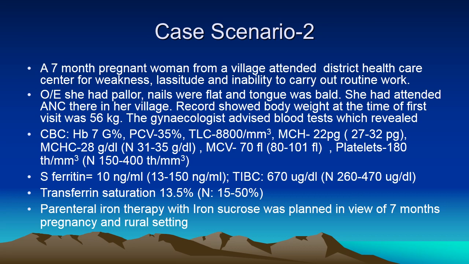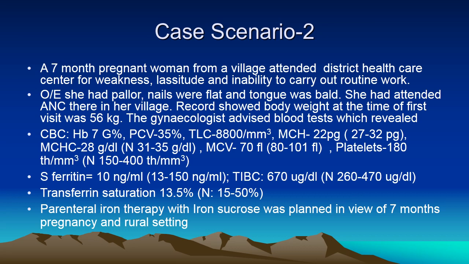The gynecologist advised a blood test because the preventive oral therapy at ANC was not effective, and the test revealed 7 gram hemoglobin, low PCV, low MCH, low MCHC, low MCV, low serum ferritin and low transferrin saturation, and higher iron binding capacity. Transferrin saturation was just lower than normal.